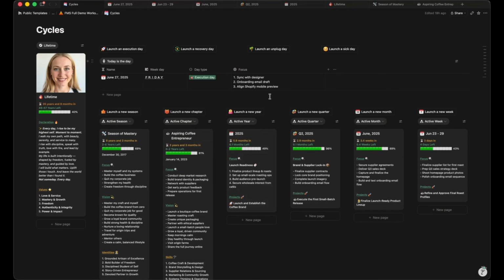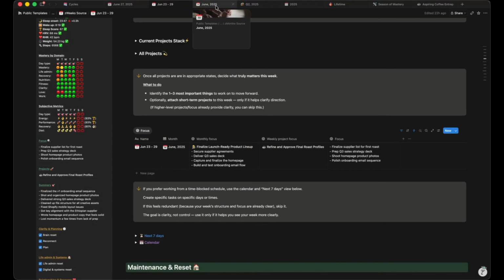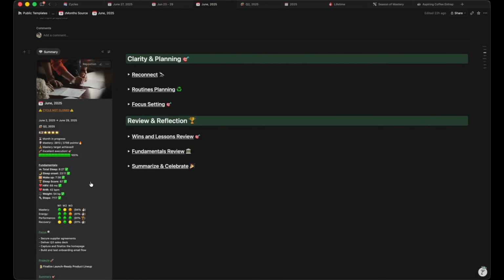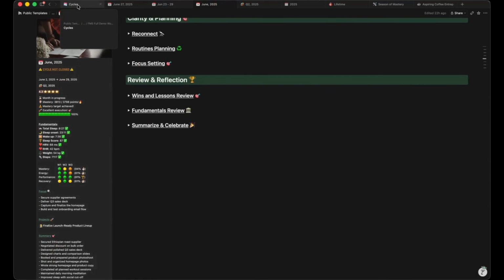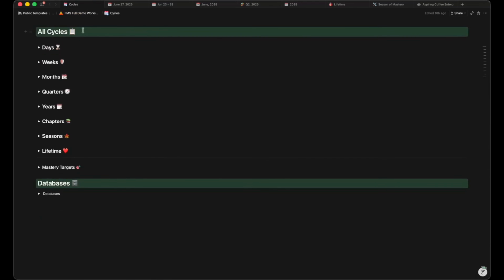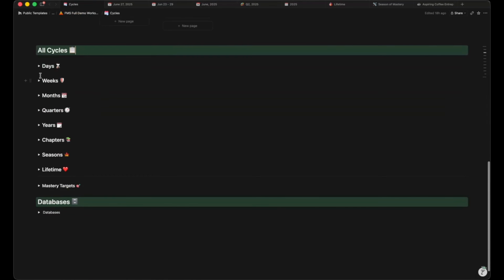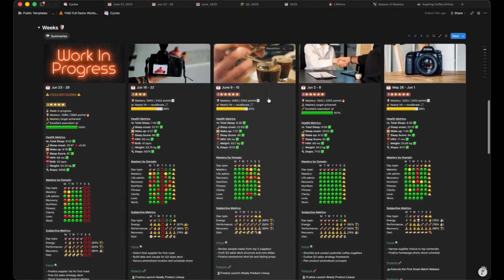So that's when it comes to the hierarchy of time cycles. And remember, we talked about the fact that direction flows from top to bottom. Now we know that insights flow from bottom to top. So let's talk about that. And you've noticed that when we looked at all these cycles, they have a scorecard on the left. If I go back to our cycles dashboard and scroll down a little, we have a section with all the cycles. So let me just open weeks up, and you're going to see how it looks.